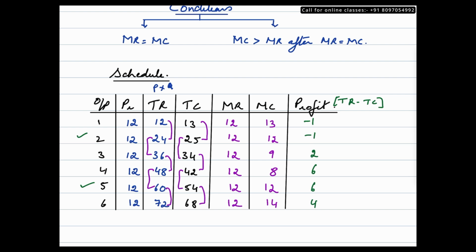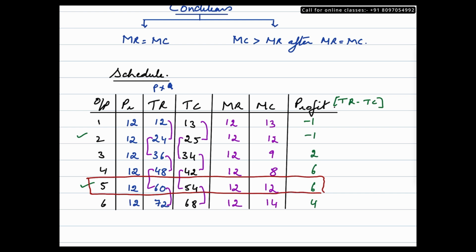Let's take a look at output 5. So at output 5, MR is equal to MC, and after that, here MC is greater than MR. So if we are supposed to talk in terms of producer's equilibrium, it is at output level 5, because here we have both the conditions met. The first condition, MR equal to MC, and the condition after that was MC should be greater than MR, which we can see over here.